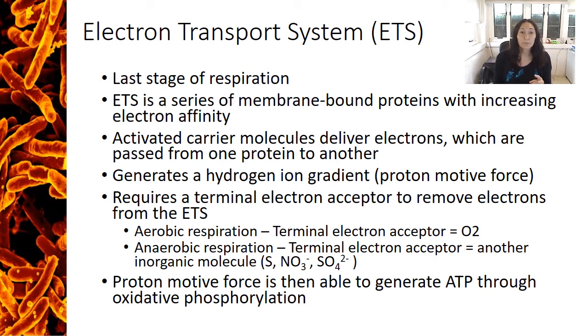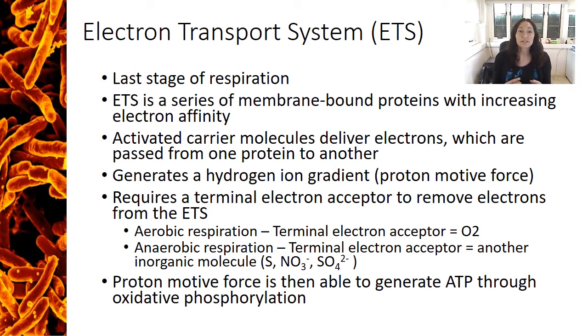It's important to remember that there are no mitochondria here. The proteins of the electron transport chain are actually embedded in the bacterial cell membrane, not in a separate compartment. So in order to continue passing electrons, the electrons are going to be removed at the end of the protein chain by an inorganic molecule called the terminal electron acceptor.